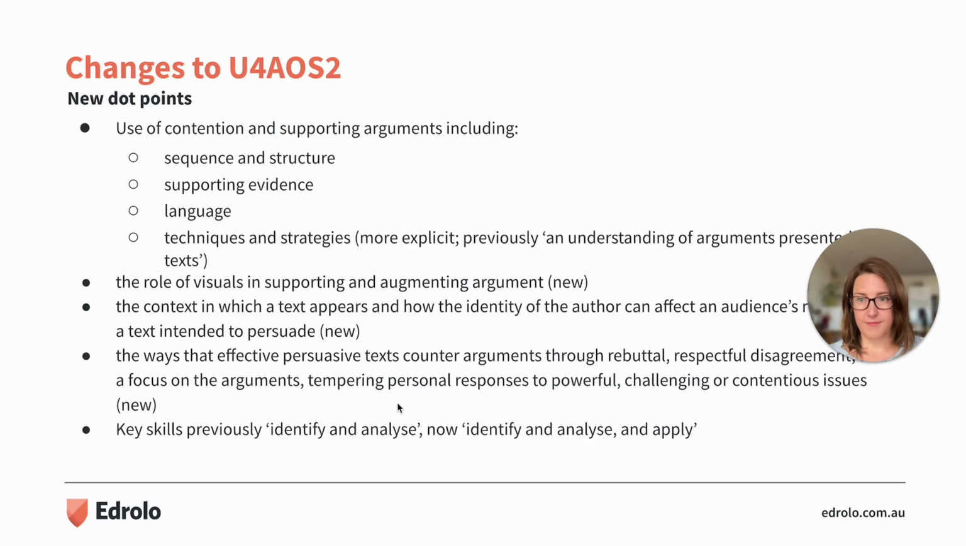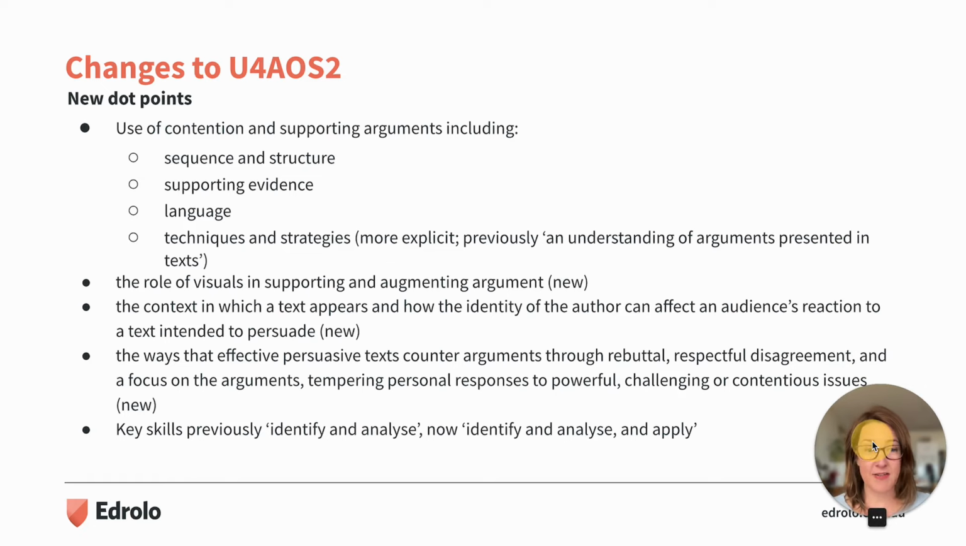So there's some new dot points in this area of study. A lot of the older dot points have been revised a little bit, but these are the most significant new ones. The use of contention and supporting arguments, including sequence and structure, supporting evidence, language, and techniques and strategies. So this again is more explicit than in the previous study design. Previously, it was covered more loosely by an understanding of arguments presented in texts. Now we've got a lot more detail here.